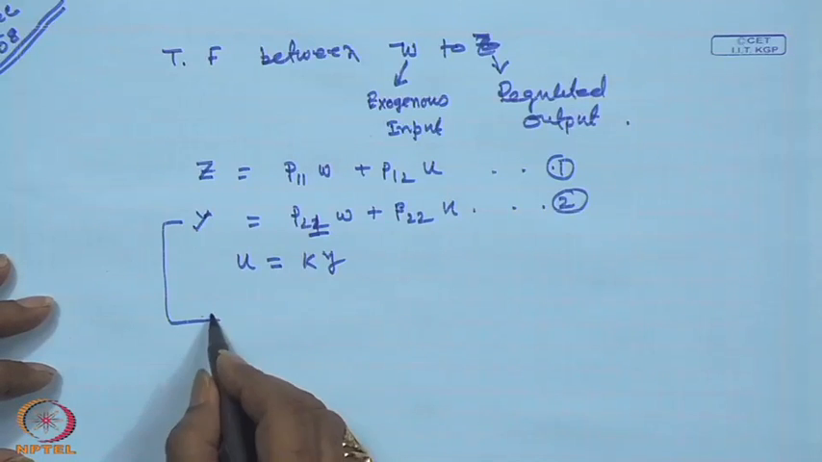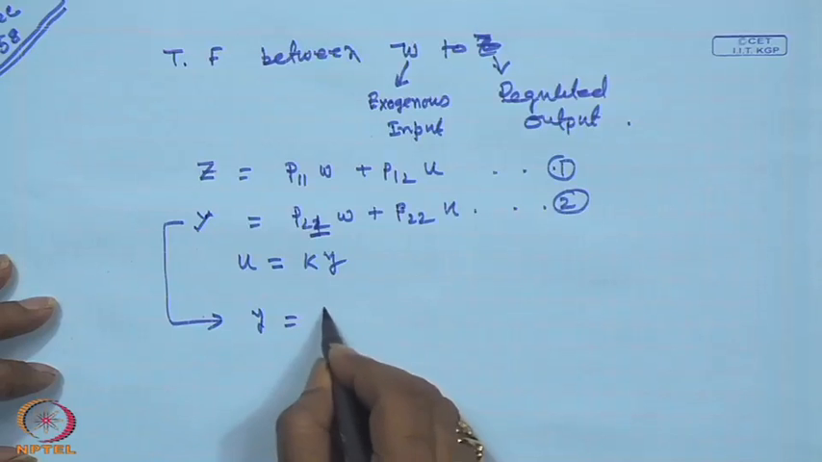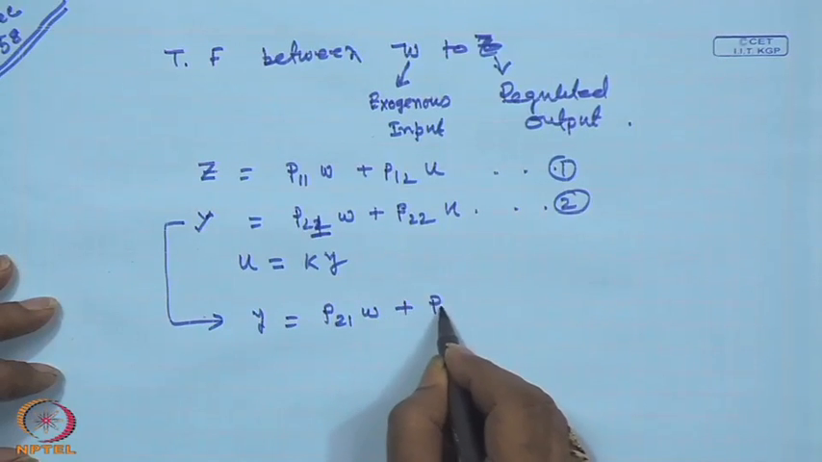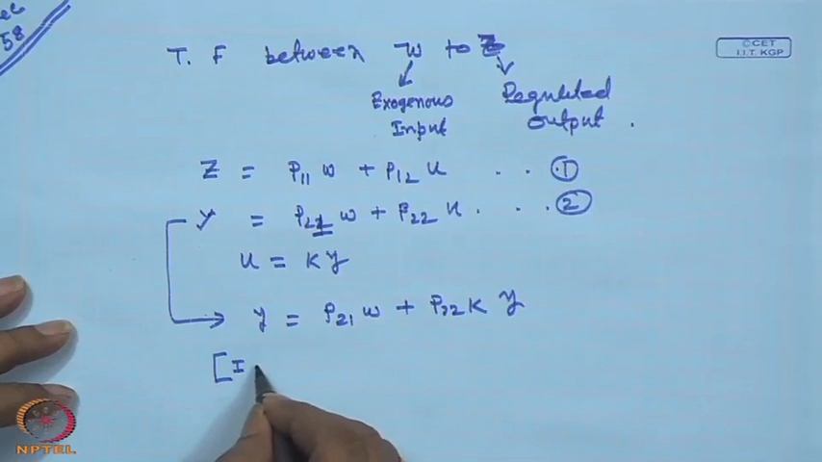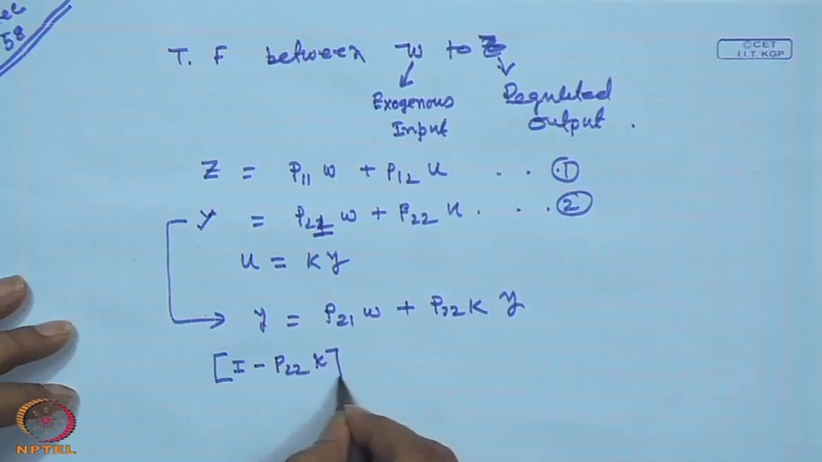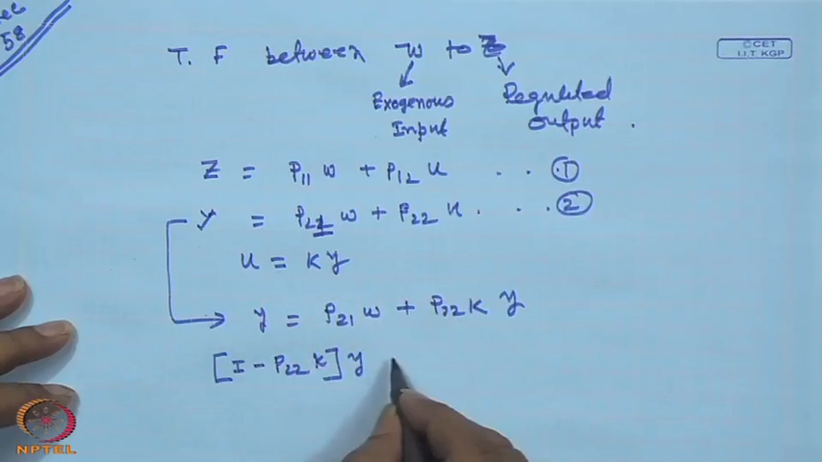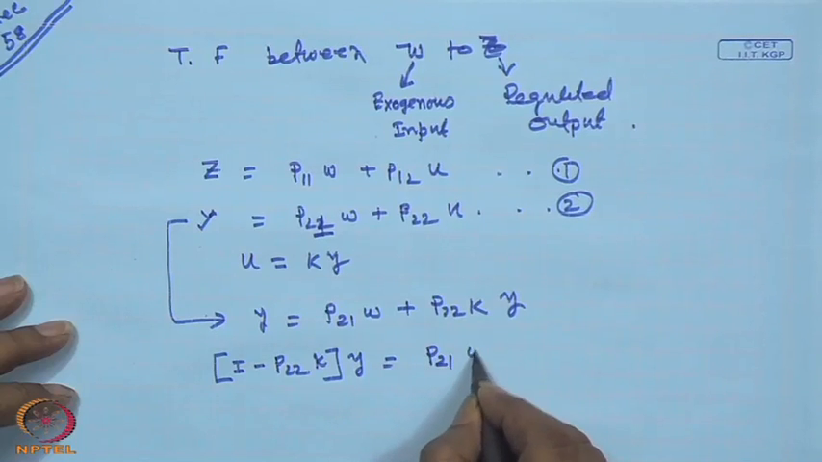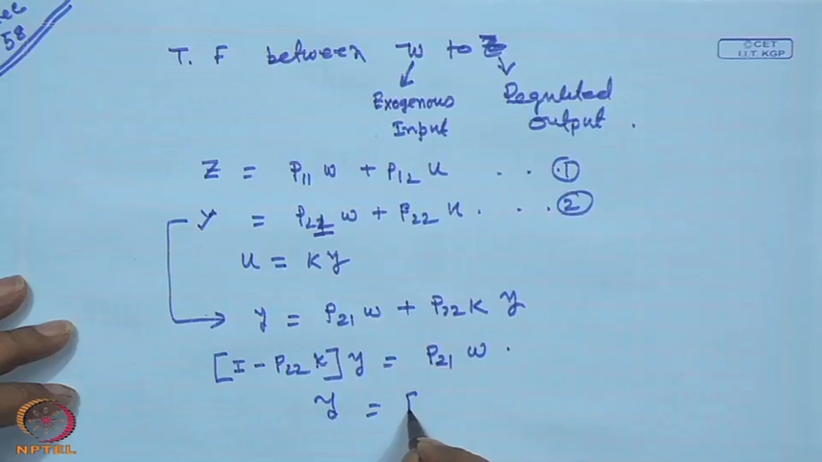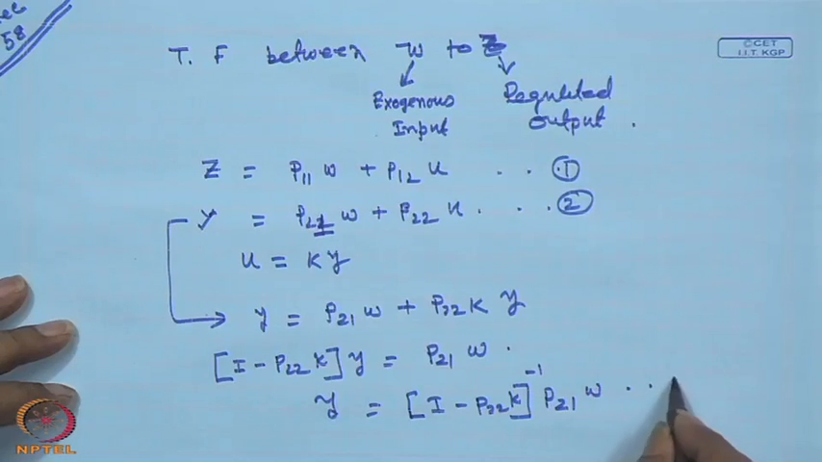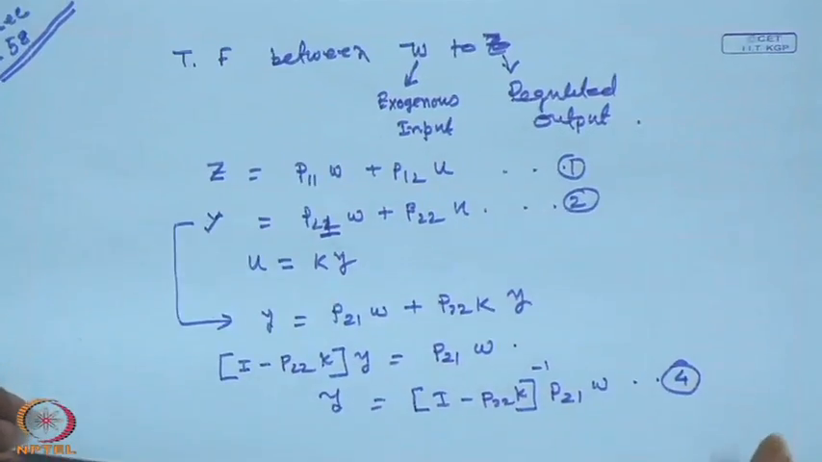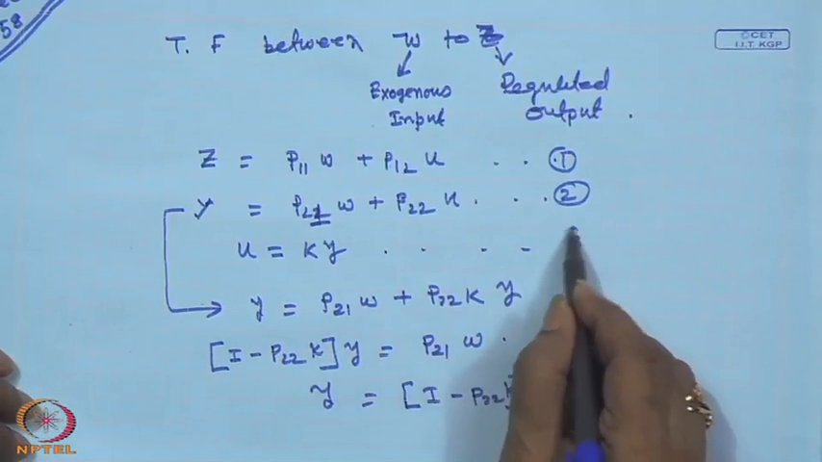So, you can write now, if you use this one, Y is equal to P21W plus P22KY. So, if you bring it to that side, it will be I minus P22K times Y. I am bringing it to that side, then equals P21W. So, therefore, Y is equal to I minus P22K whole inverse P21W. Let us call this equation number 4. Now, from equation 3, let us call this equation number 3, that I missed. So, from equation 3, we can write it now.